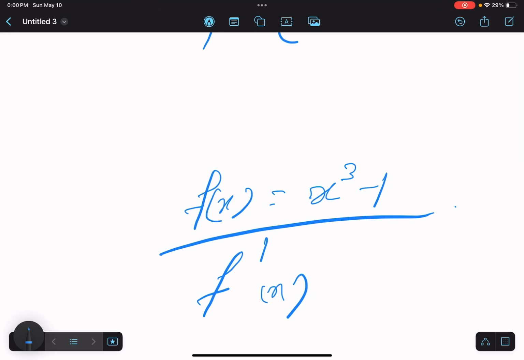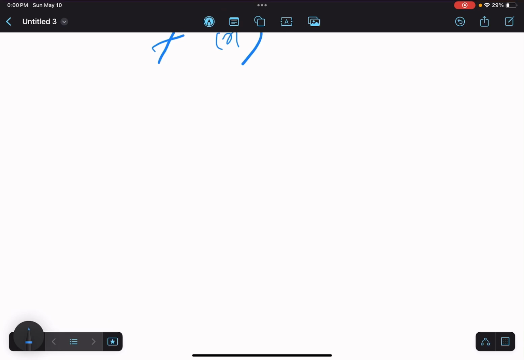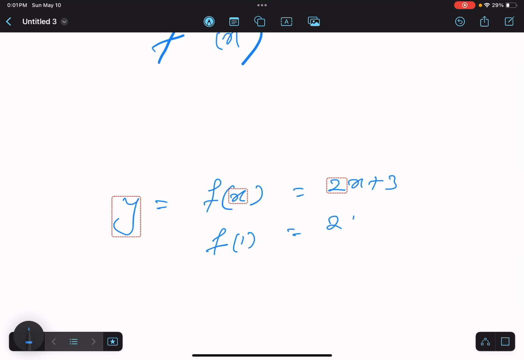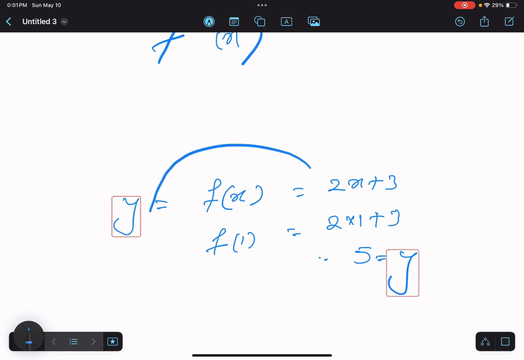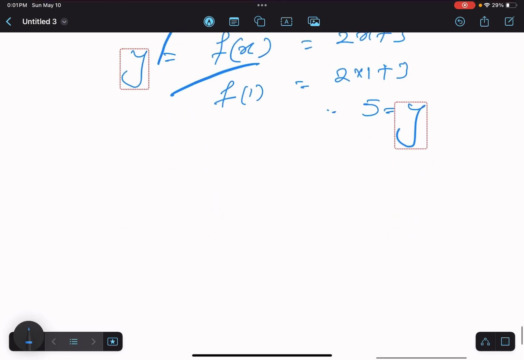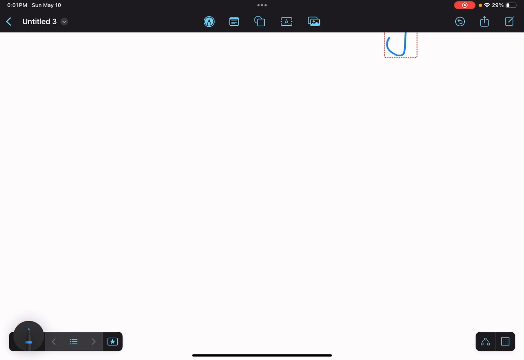Now we will solve how to find the inverse of functions. Suppose y is equal to f(x). For example, f(x) is equal to 2x plus 3, right? If I put in 1, it gives me 2 into 1 plus 3, which is 5, so this is my y. So y is equal to f(x). This is how we represent the function, right? Now f(x) is equal to x cube minus 1.